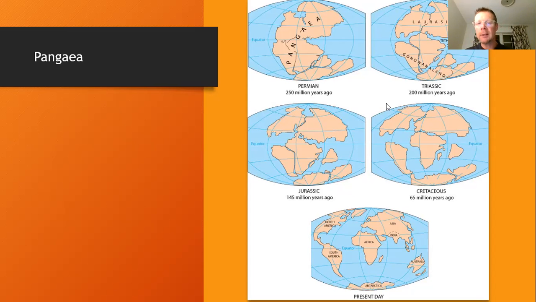So we don't have to reject Pangea as Christians. The idea that there was at one time a large landmass and all of the Earth's continents came from it. But the timeline in which they suggest Pangea happened does not fit our biblical worldview.